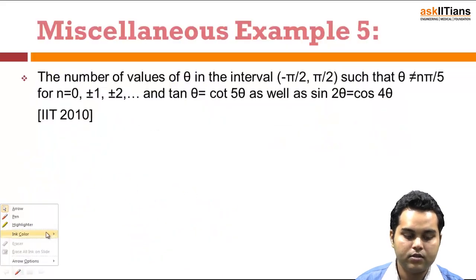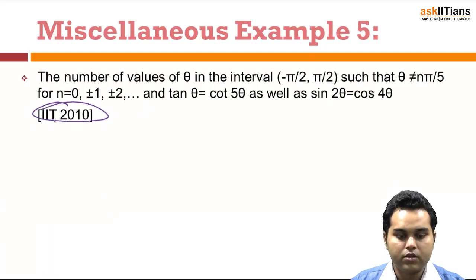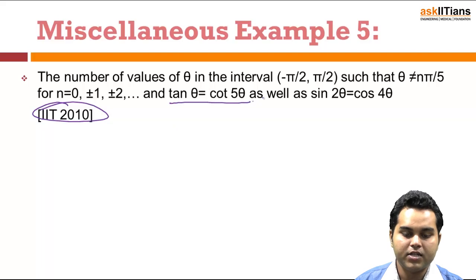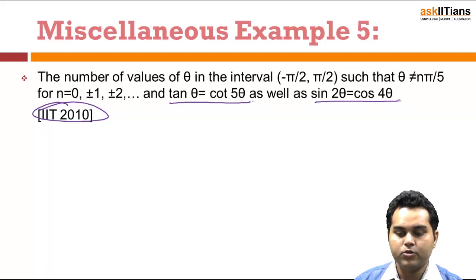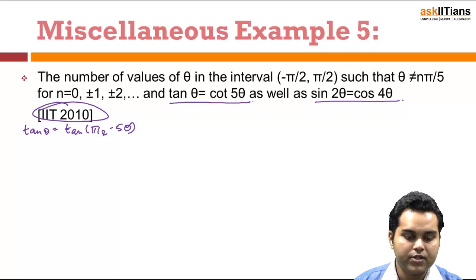Moving to the next part, I am again given two equations. It's an IIT-JEE question. So the number of values of theta in the interval minus pi by 2 to pi by 2 such that theta is not equal to n pi by 5 for n having integral values, and the equations given are tan theta is equal to cot 5 theta and sin 2 theta is equal to cos 4 theta. So I'll write the first equation as tan theta is equal to tan of pi by 2 minus 5 theta, cot theta being rewritten as tan of pi by 2 minus 5 theta.